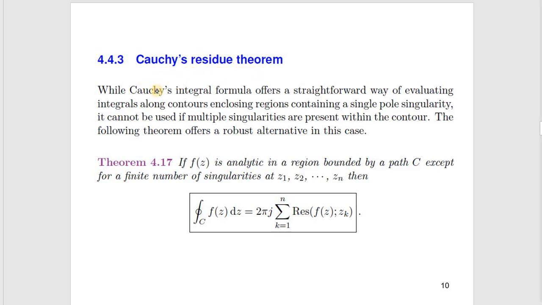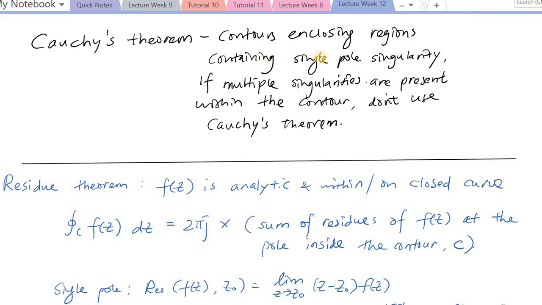Cauchy's residue theorem. While Cauchy's integral formula offers a straightforward way of evaluating integrals along contours enclosing regions containing a single pole singularity, it cannot be used if multiple singularities are present within the contour. The following theorems offer a robust alternative in this case. It means that if the contour encloses a region containing a single pole singularity, we will use Cauchy's integral formula. But if multiple singularities are present within the contour, this theorem is not appropriate. We will use the residue theorem.